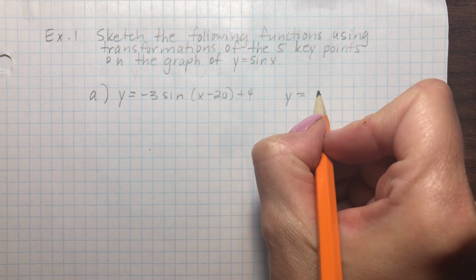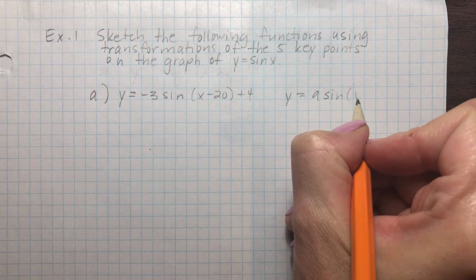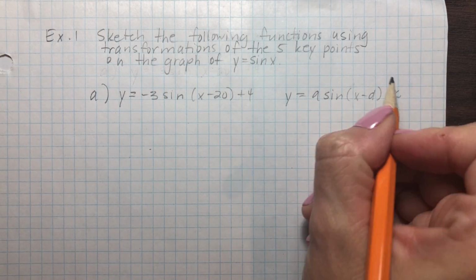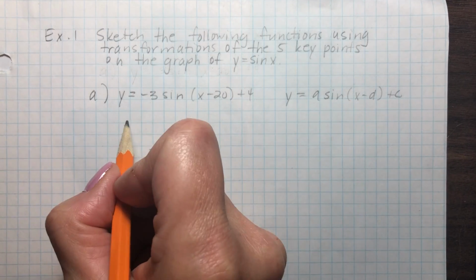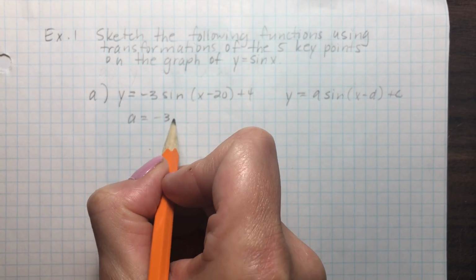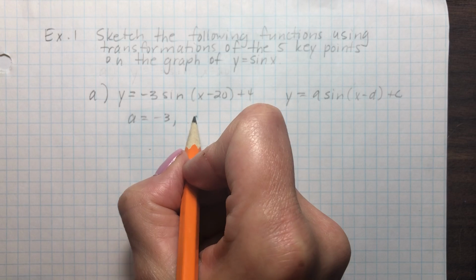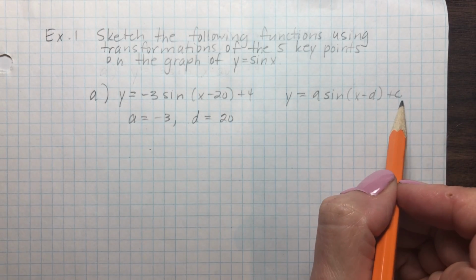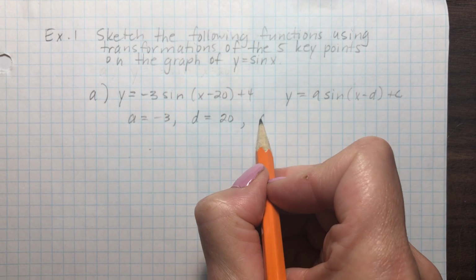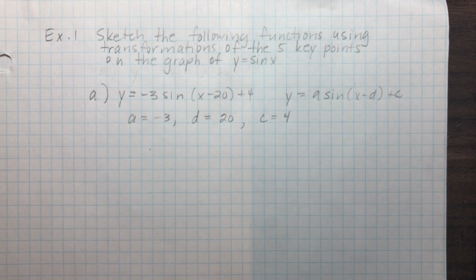If we compare it to this very general form, we can see that a right here is the number that's following the equal sign, and it's -3. That d is the number that's being taken away from x, and in this case it's 20. And that c is the last number that's added at the end, and in this case it's 4.